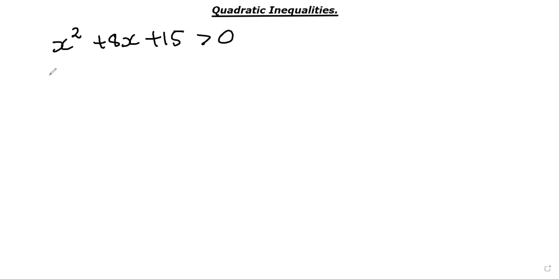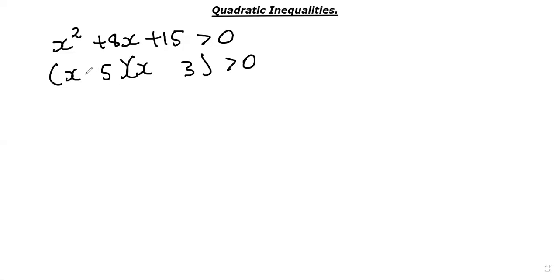The first thing we do, because it's already written in standard form, is to factorize it. What are factors of 15 that add up to 8? So we have to come up with the combinations, but 5 and 3 are the perfect combination of factors. And they're the only combination, by the way.